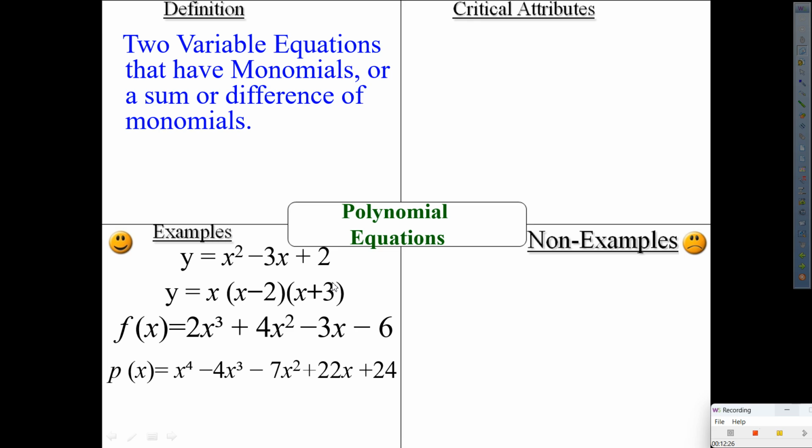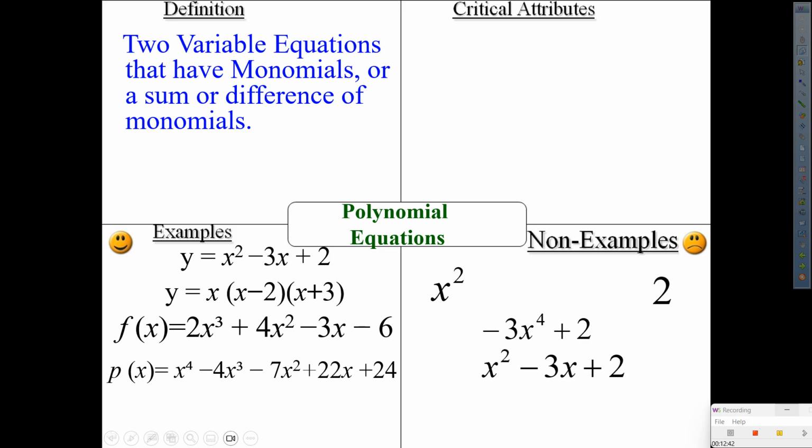All right. So, 2 variable equations. Do we have equations with 2 different variables? Yes, Mr. Q. All right. However, look at the non-examples. Tell your neighbor why those are not polynomial equations. And then Joseph is going to enlighten us. Why are those not polynomial equations, Joseph?